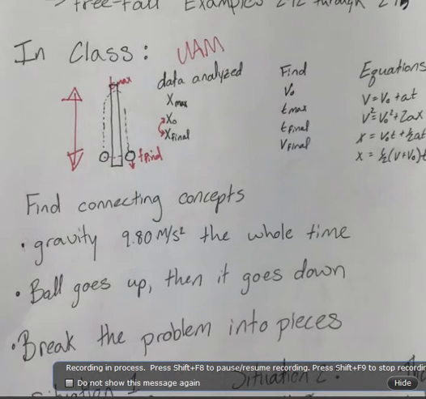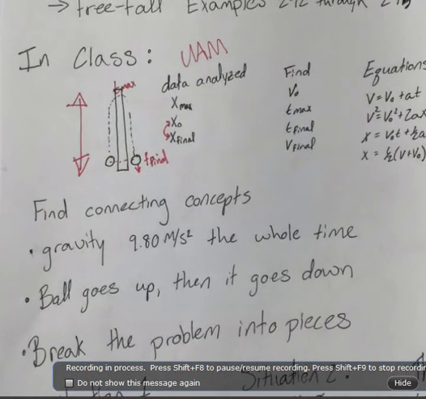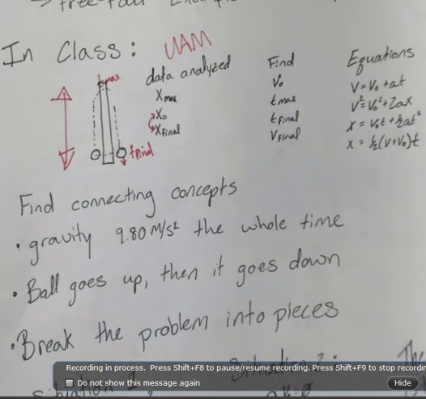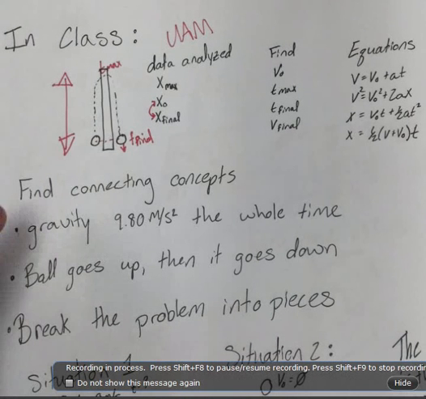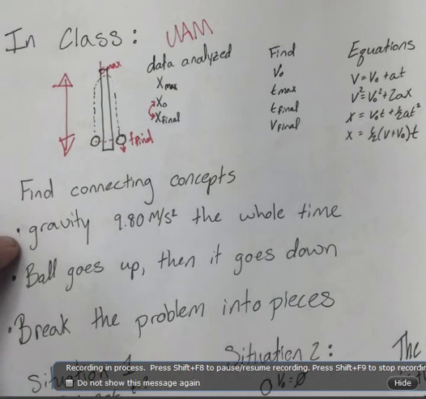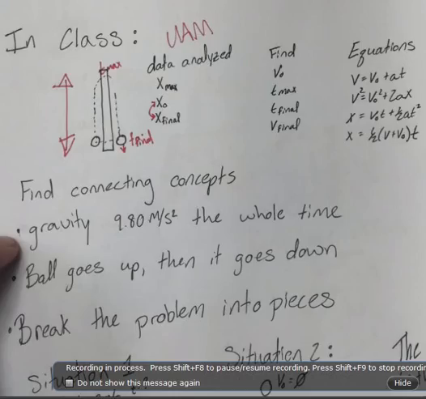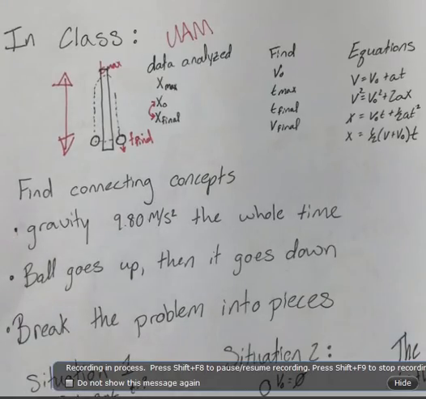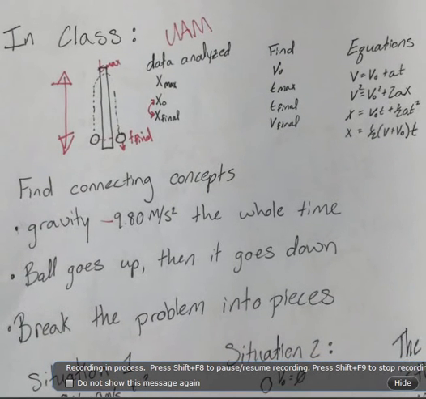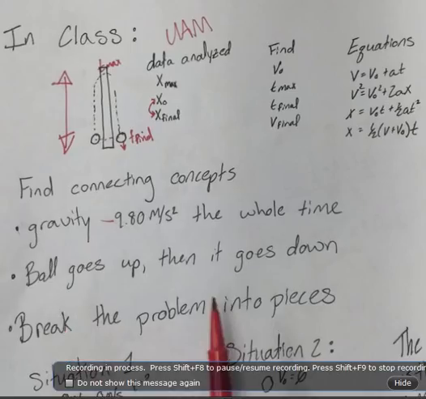So a few things that we can talk about when we're breaking things down into our connecting concepts. Gravity is 9.8 meters per second squared the whole time. We're going to establish down as the negative direction, so that will have a negative value. Another concept, the ball goes up, then it goes down. I've shown you that no matter how you choose your situation, you can get the same answer.